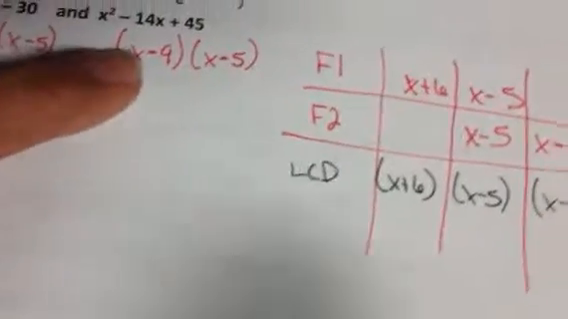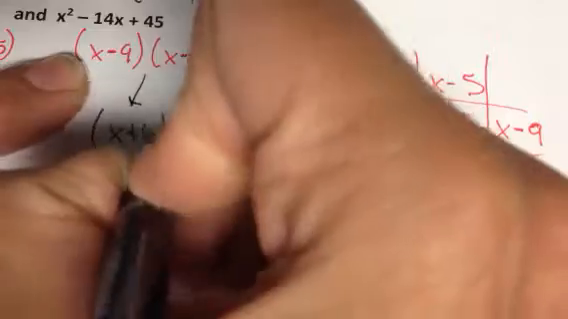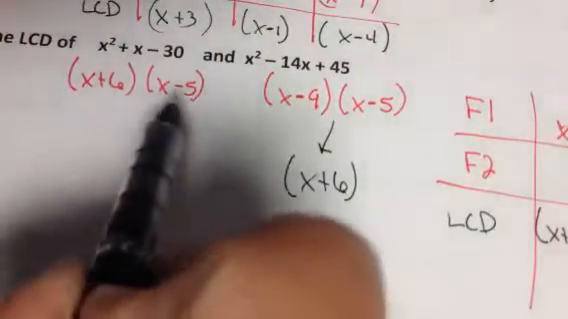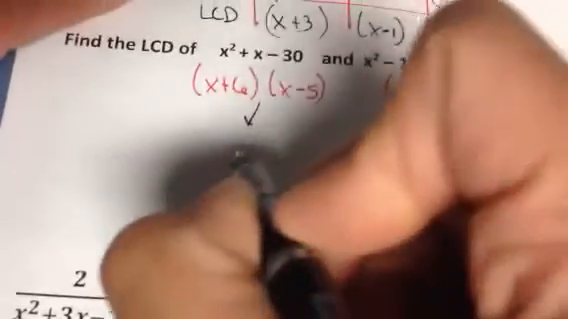So if you go to this fraction, it has the x minus 9 and the x minus 5. It still needs the x plus 6, so I would have to multiply with that one. And this one has the x plus 6 and the x minus 5, but it needs the x minus 9, so that's what I would multiply this one by.